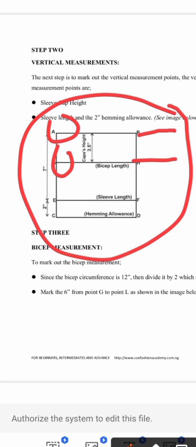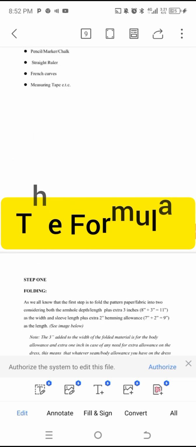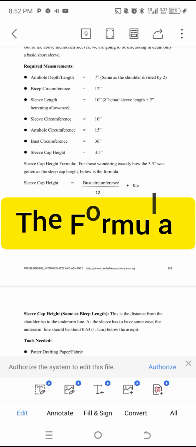Now look at this one. This one is the sleeve length. Are you seeing it? So this is the extra 2 inches allowance for the sleeve. So the next is, how do we get this sleeve cap height? What is the formula for this sleeve cap height? So let's get the formula. In order for you to draft your sleeve, we need to get the sleeve cap height.